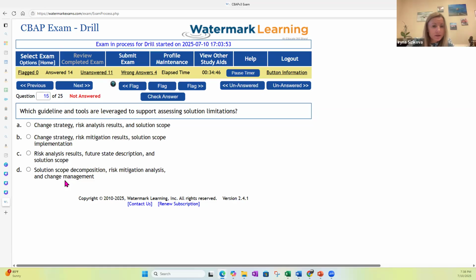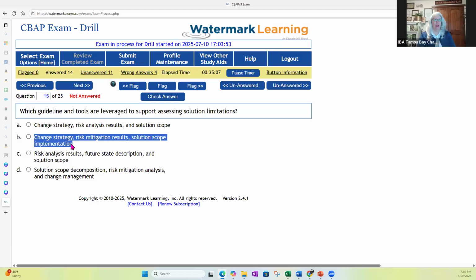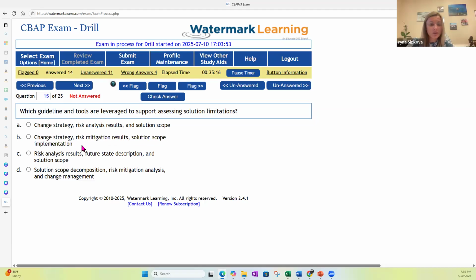Maybe A, risk analysis results or risk mitigation results. I don't know. I don't remember this wording there. So I would eliminate A and B. I would keep C, to be honest. That one has risk mitigation or analysis in there. Risk mitigation analysis. Not the results, right? I don't remember that word here in the BABOK.